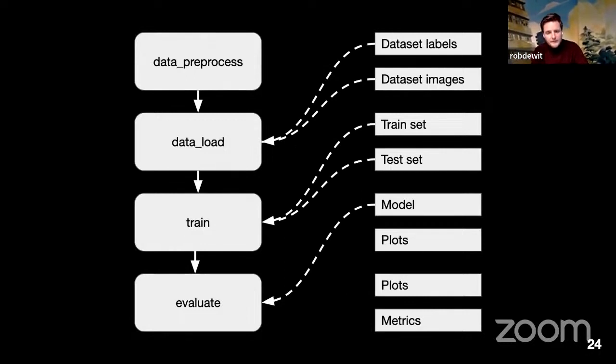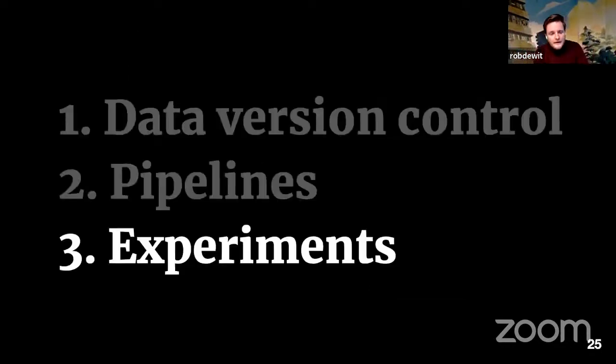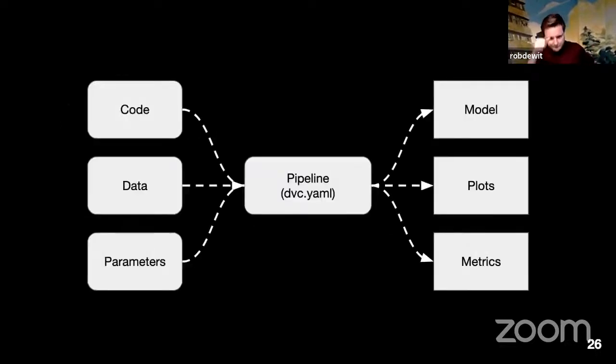Then the outputs of a previous stage are the inputs for the next stage, or we can at least tell DVC that, hey, only start data load once the dataset labels and dataset images are created in the DVC cache. By means of that, DVC knows at what point to start the next stage, and we can assure that they all get processed in a subsequent manner. So if we have that pipeline in place, and we know that all of the stages follow up on each other, and we can always reproduce the same pipeline results, we can start experimenting.